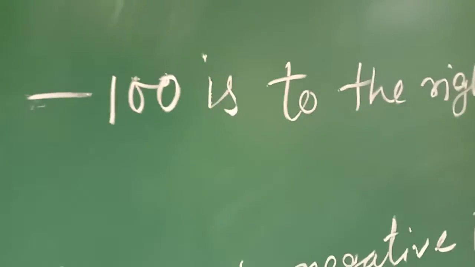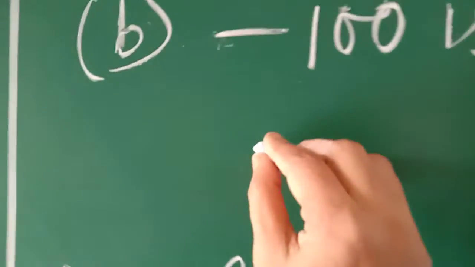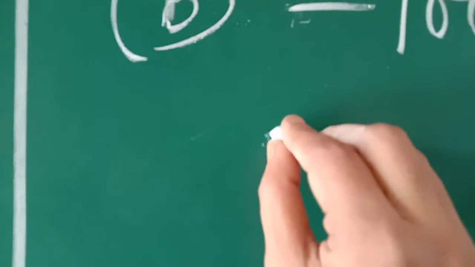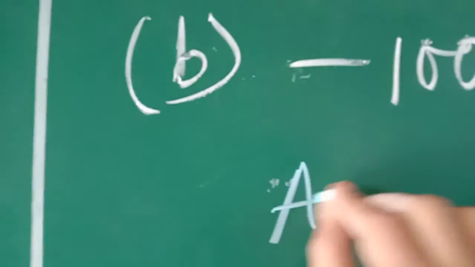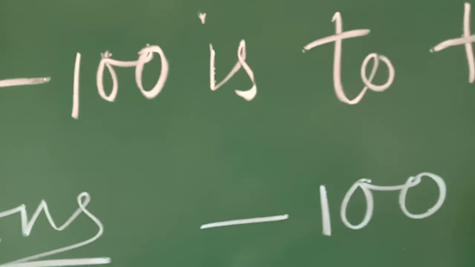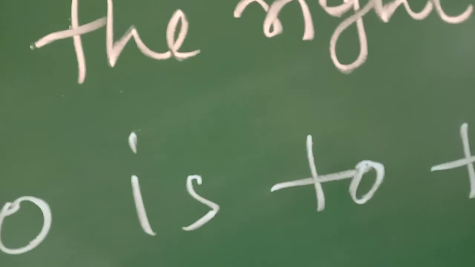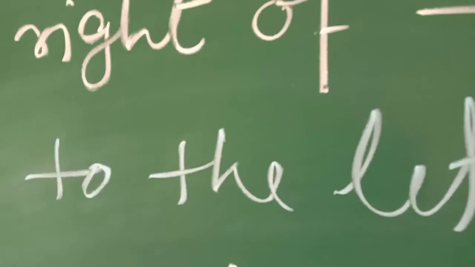So what do you have to write? False, and you have to correct the answer also. Minus 100 is to the right of minus 50. No. The answer will be: minus 100 is to the left of minus 50.